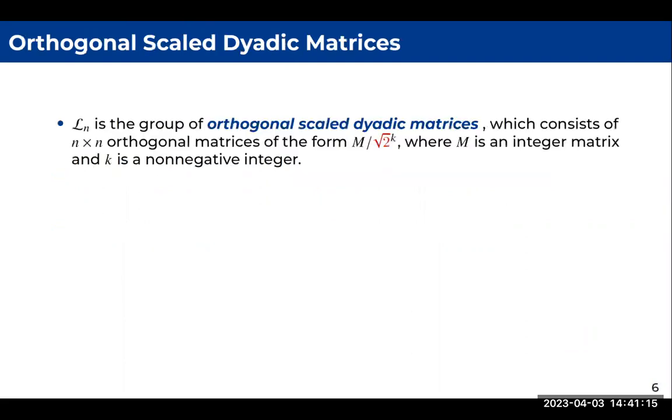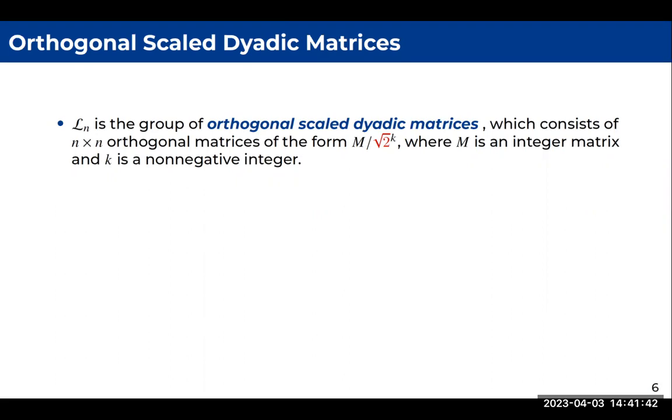The first matrix group that we're going to look at today is called the orthogonal scaled dyadic matrices. Now, why is it named that way? Because we think of a unitary whose elements are real as an orthogonal matrix. This means that every pair of rows or columns is orthonormal. And we also define the entries of this matrix to be of a very specific type.